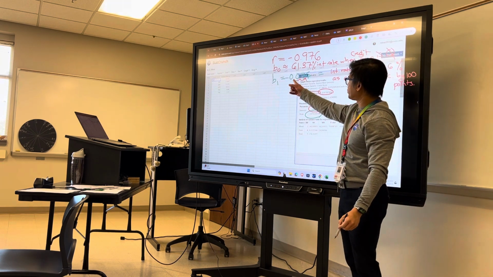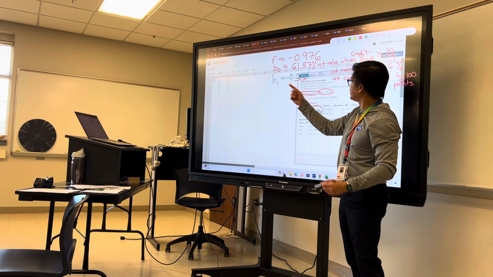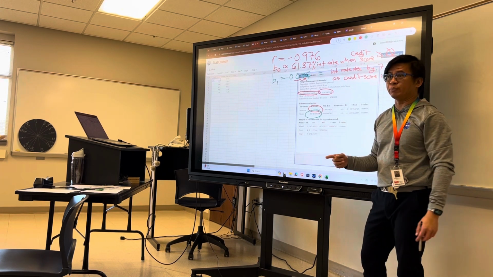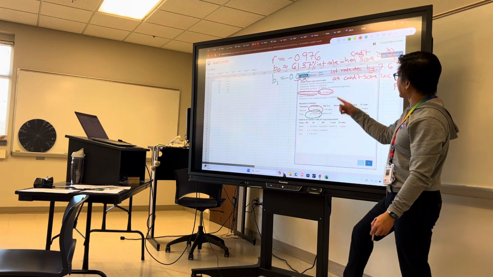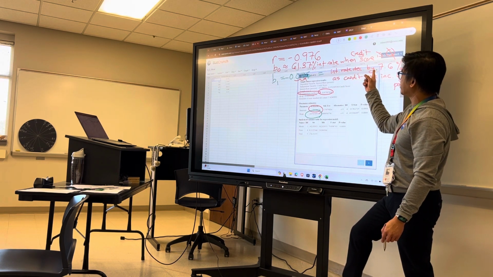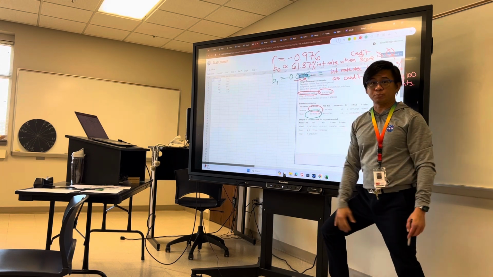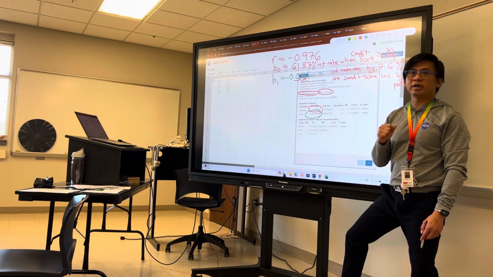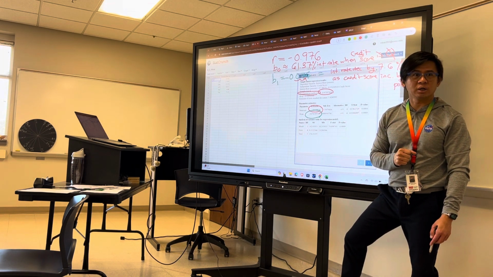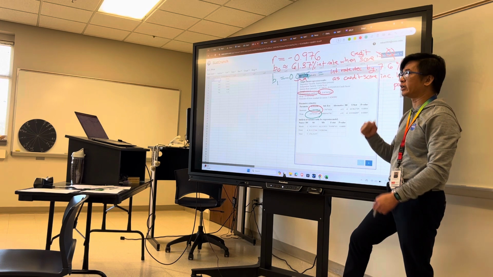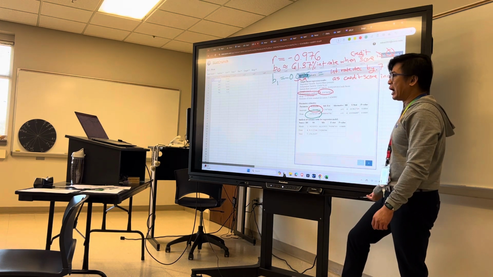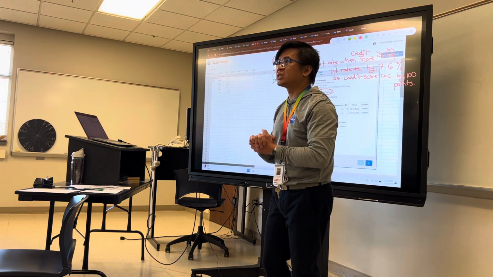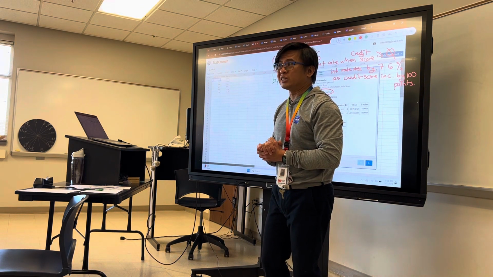Since I multiply this one by 100, negative 0.076 becomes negative 7.6. What does it mean? The interest rate is decreasing by 7.6% for every increase of 100 points on the credit score. Are we good? So every 100 points increase on the credit score, the interest rate lessens by 7.6%. Is it a big deal?